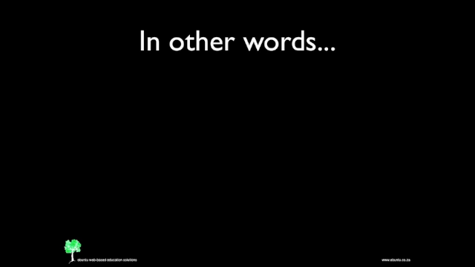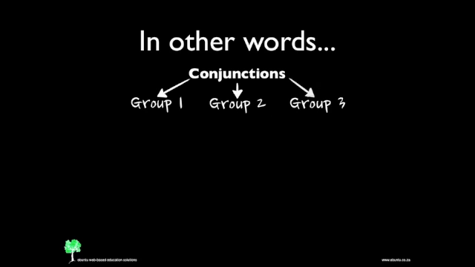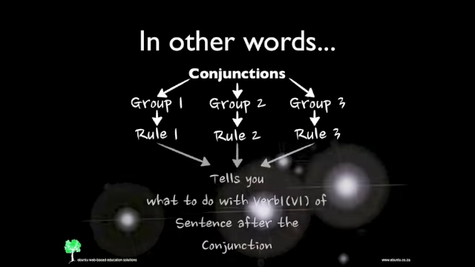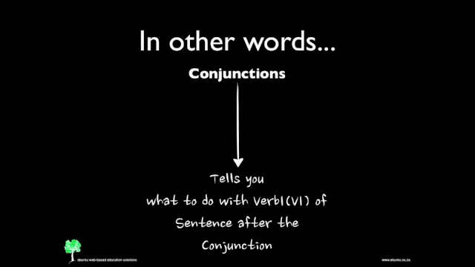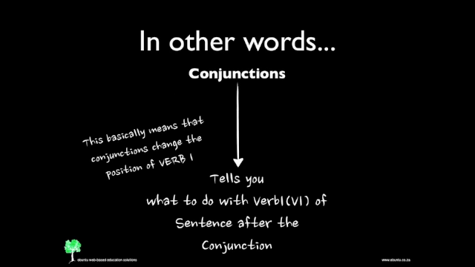In other words, you've got conjunctions, you've got three groups. Each group has a rule, and each rule tells you what to do with verb 1 of the sentence that goes after the conjunction. So really all it does is change the position of verb 1 of the sentence that goes after the conjunction. Nothing more. Now, if you look at group 1, it's the easiest to do.